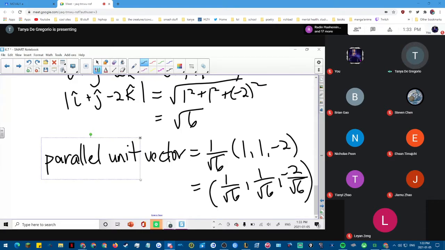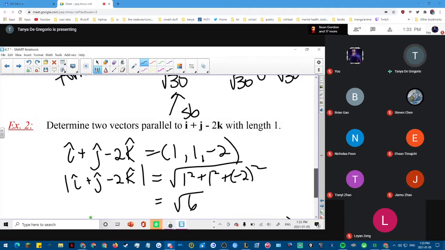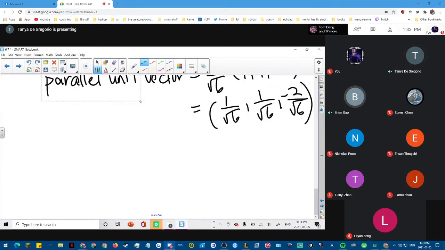So there you go. That's in component form. But now they want a second one. I need another parallel vector with a length of 1. What do I do? Times by -1. Yeah, just have it going in a different direction. Beautiful. That's all you can do.